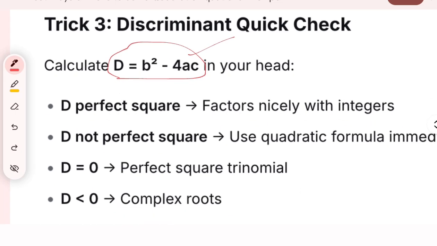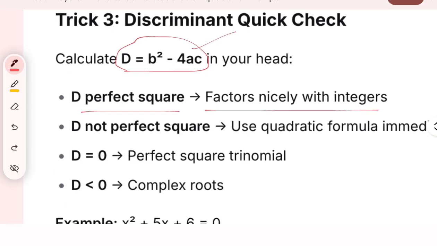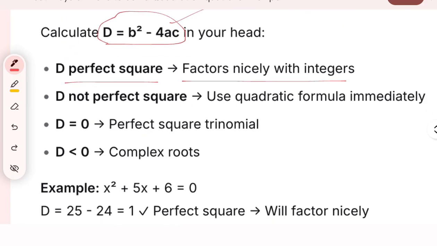All right? And if the discriminant is a perfect square, the factors are nice integers. If it is not a perfect square, you use the quadratic formula immediately. That is what I always suggest to my students. If you cannot think of any factor, once you identify that it is a quadratic equation, just apply the quadratic formula immediately.